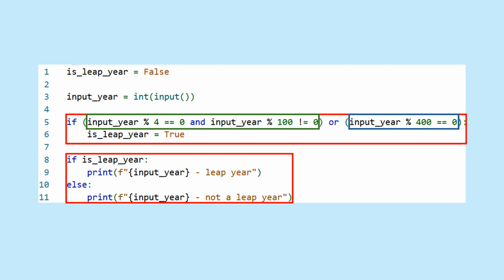This is the example I provided for this particular program, in which I produced two separate if statements. The first one provides that input year modulus 4 is equal to 0 and input year modulus 100 does not equal 0, or input year modulus 400 equals 0. If the first condition or the second condition is true, then we can say that is_leap_year is true. The second branch is saying that if is_leap_year is true, then we print the statement given. Else, if it is not true, or in this case, false, then we print the final statement.